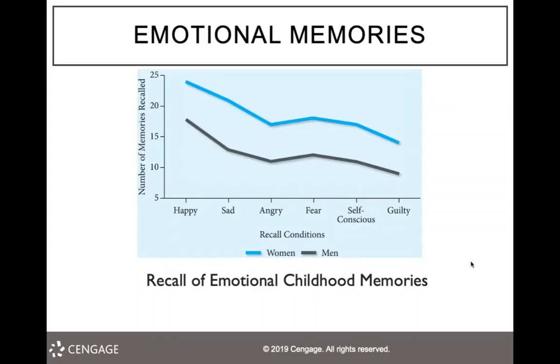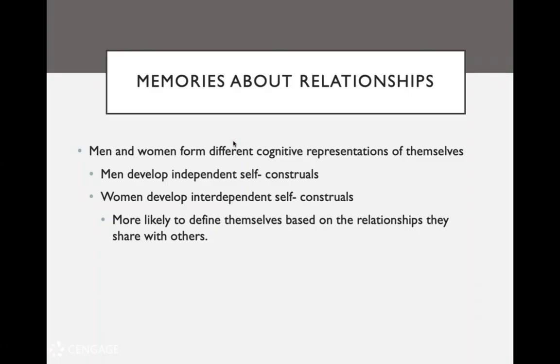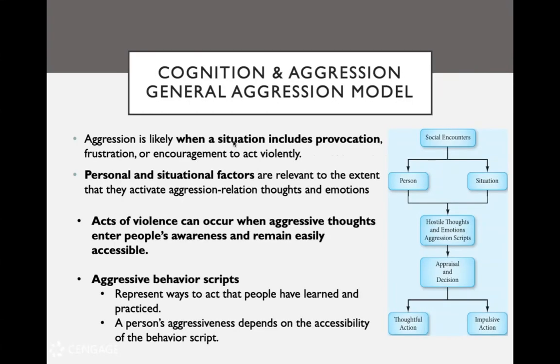In other words, it could also be, I think, environmental conditioning. If you think about it, men might even be shy to recall emotional memories because society discourages that type of behavior, whereas women can more freely express themselves emotionally. So that could be one of the rationalizations for this difference as well. So, men and women form different cognitive representations of themselves. Men develop independent self-construals. Women develop interdependent self-construals, more likely to define themselves based on the relationships they share with others.